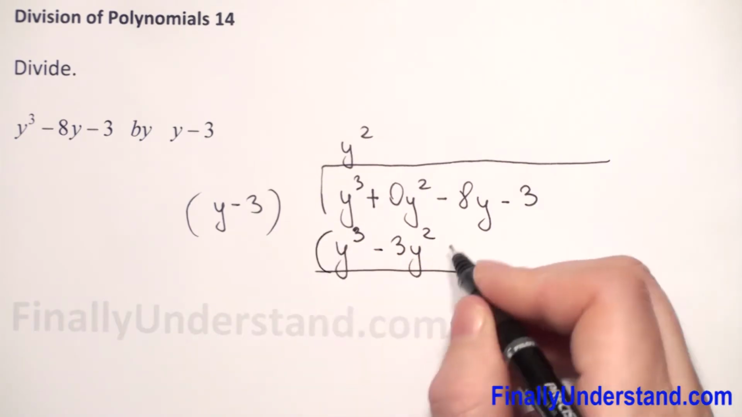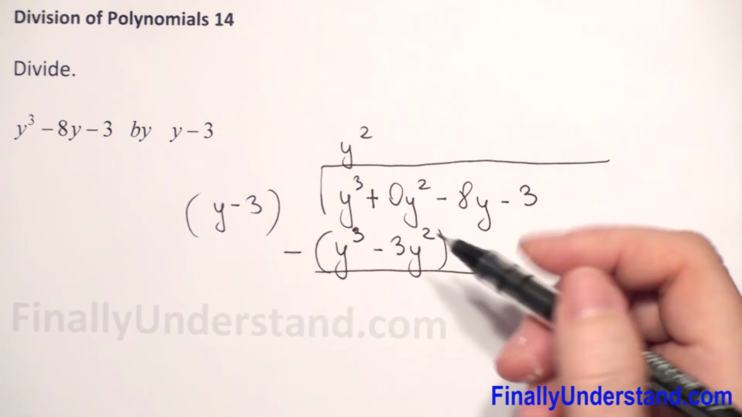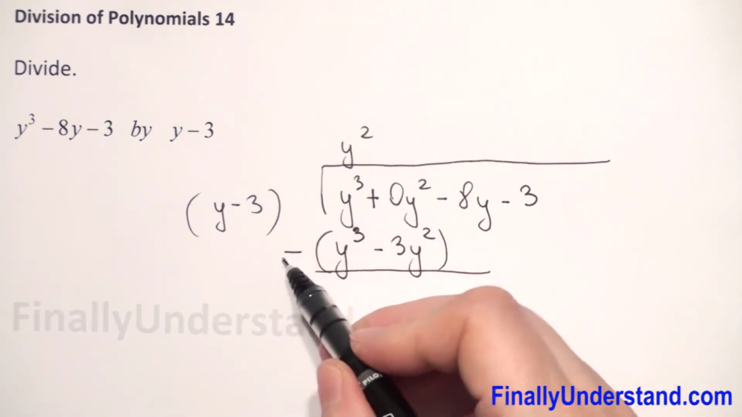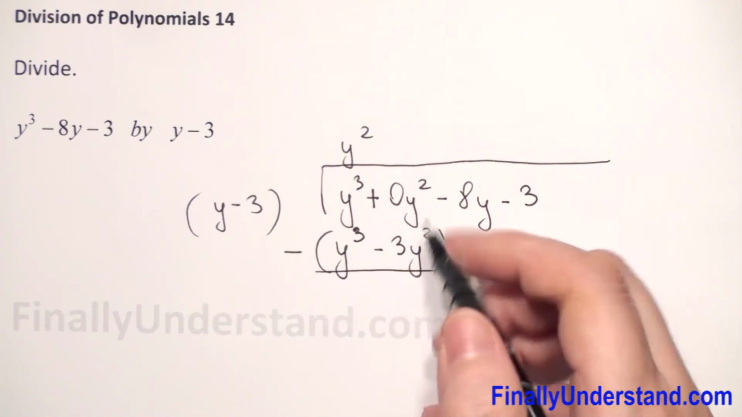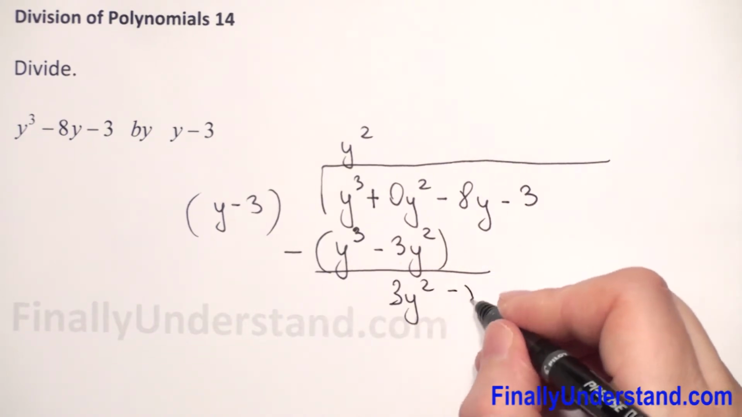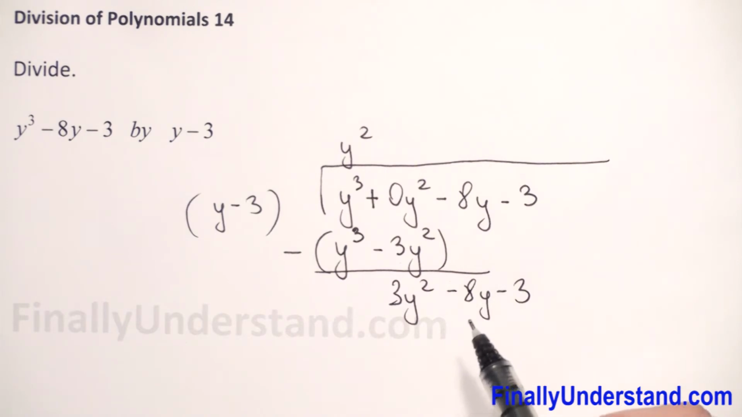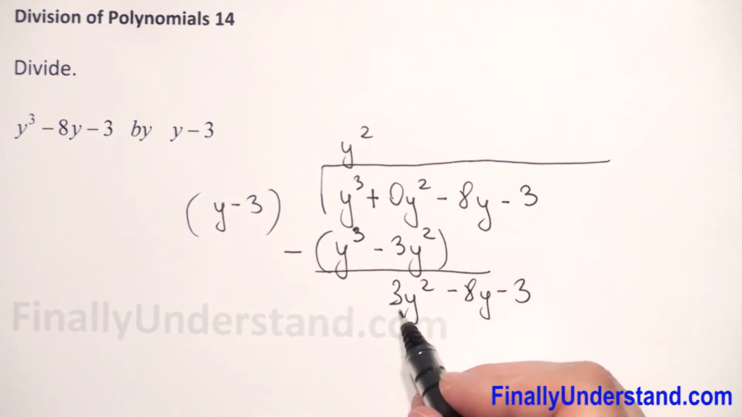Now we have to do subtraction. Y cubed minus y cubed is 0, we don't have to write it. And now we have 0y squared minus negative 3y squared. Negative and negative give me positive, so 0 plus 3y squared is 3y squared. And we have to take down the rest. And again, we have to do division until the power of our remainder is less than the power of our divisor. So we have 3y squared.